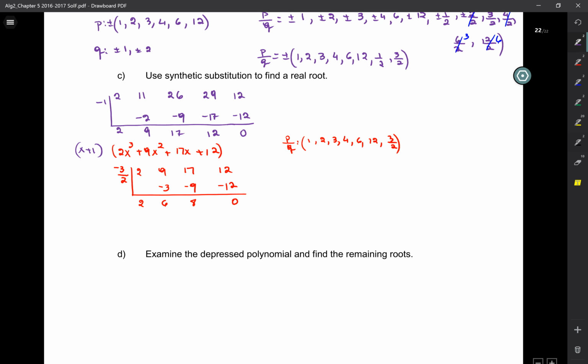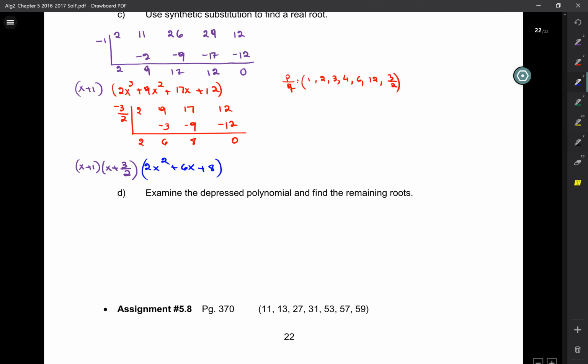So now I have x plus 1, x plus 3 over 2, and here I have 2x squared plus 6x plus 8. What type of equation is that blue one? A quadratic. I can totally solve a quadratic equation. I don't need to do anything else. So now, watch. I'm going to write the x plus 1 over. I don't like the way the x plus 3 over 2 looks. We always have to bring the 2 up and make it 2x plus 3.